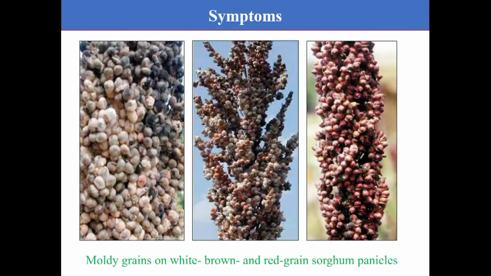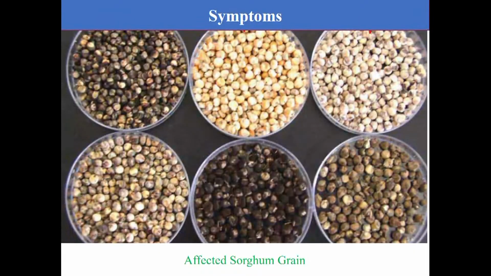Now you can see here in the photographs the symptoms clearly shown in the infected grains of sorghum, with black molds, meaning fungal growth on the seed grains. You can also see here different seeds affected by these pathogens, with whitish, brownish, blackish appearance of the fungal pathogen.